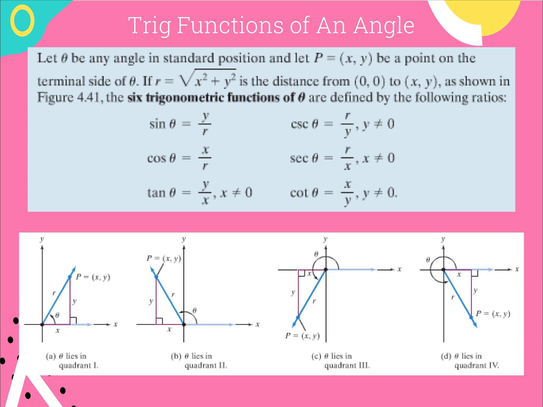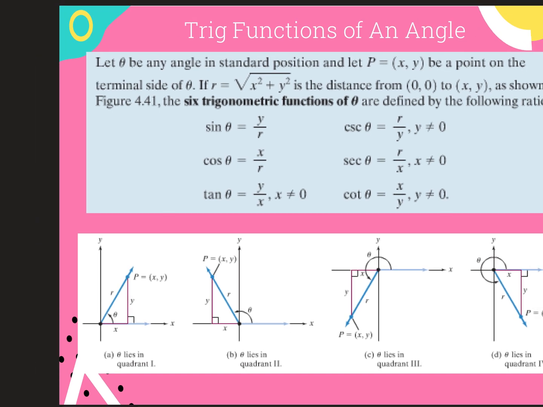Okay, you guys are familiar with SOHCAHTOA, yes? Yes. Okay, so SOHCAHTOA, right? Sine is opposite over hypotenuse. Cosine is adjacent over hypotenuse. Tangent is opposite over adjacent. We are dealing with right triangles today, so we're going to use that same thing.